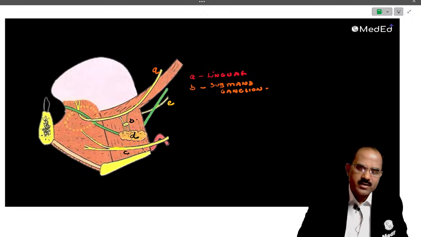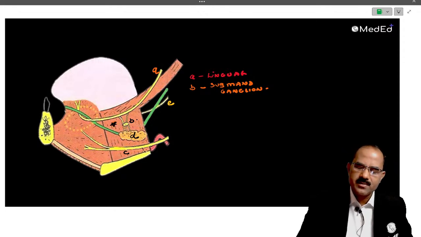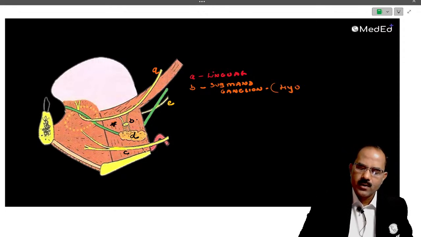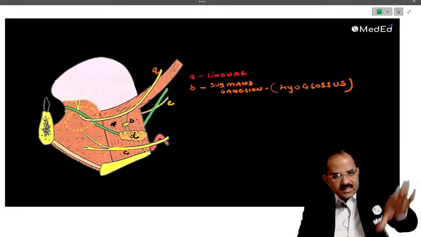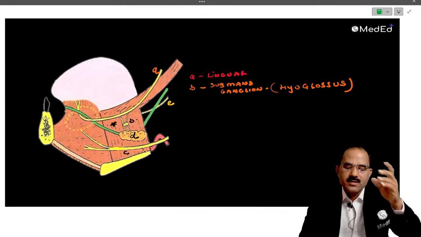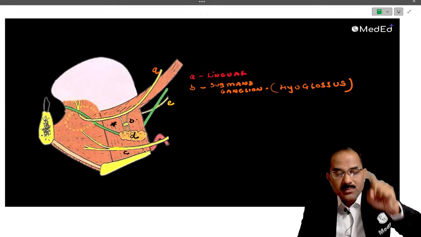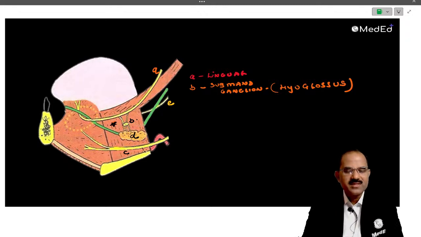What is this starred muscle that I'm showing you, on which the submandibular ganglion is lying? This muscle is the hyoglossus. All these structures are lying on the hyoglossus, and this hyoglossus is therefore known as the key muscle of the oral region.